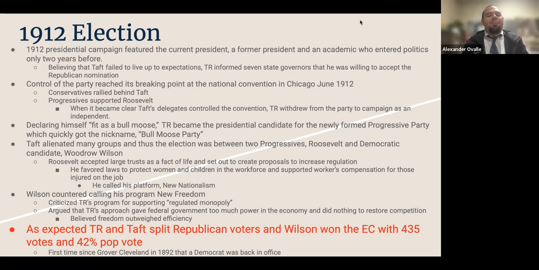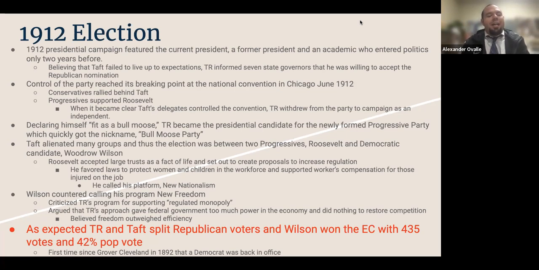Taft alienated so many groups, and this election was between two progressives, Roosevelt and Democratic candidate Woodrow Wilson. Roosevelt accepted large trusts as a fact of life and set out to create proposals to increase regulation. He favored laws to protect women and children in the workforce and supported workers' compensation for those injured on the job. His platform was called New Nationalism. Wilson countered, calling his program New Freedom.